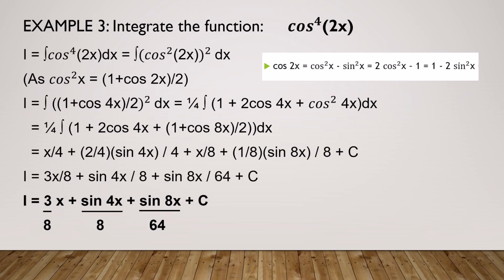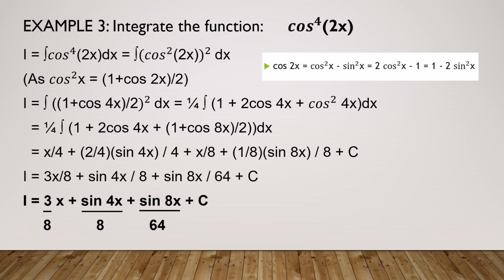See, each example is done in a different way. Next one is, integrate the function cos raised to 4 x. Cos raised to 4 can be written as cos square whole square. By the double angle formula, cos square x is 1 plus cos 2x by 2. So instead of cos square x, we have cos square 2x, hence the angle x will become 2x. Same way angle 2x will become 4x. So we can write it as (1 plus cos 4x by 2) whole square. Simplify the square, open the bracket. So it is 1 plus 2 cos 4x plus cos square 4x.